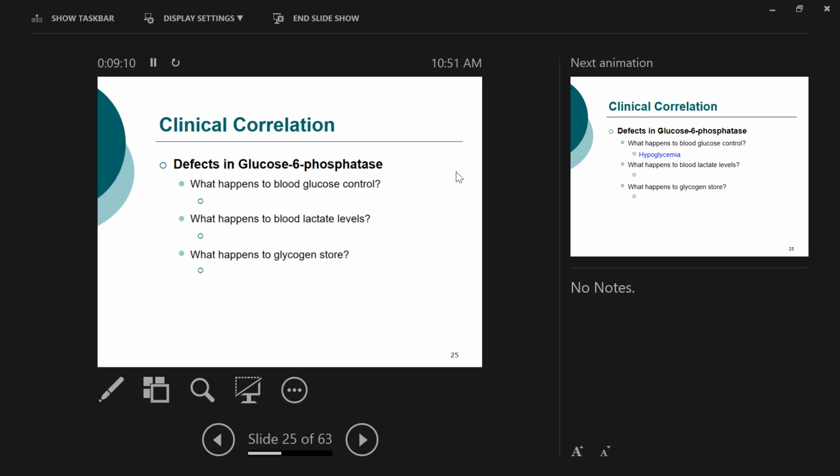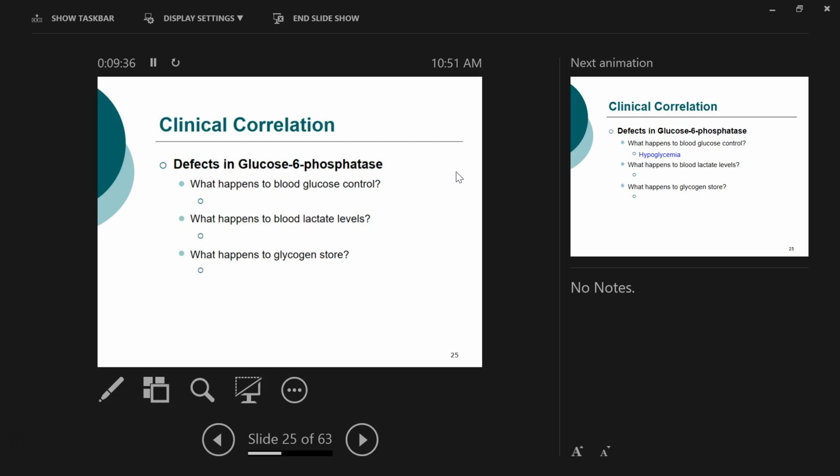Now let's talk about the other key enzyme, glucose 6-phosphatase. It is also one of the key enzymes in gluconeogenesis, right? It catalyzes the last step of the reaction in gluconeogenesis, converting glucose 6-phosphate to glucose, and releases glucose.